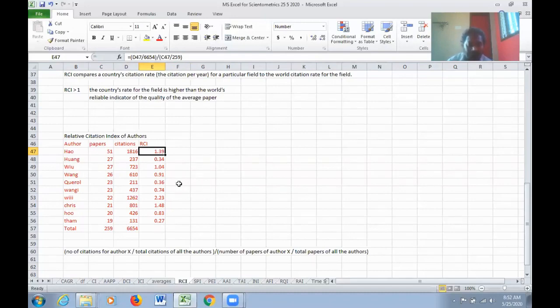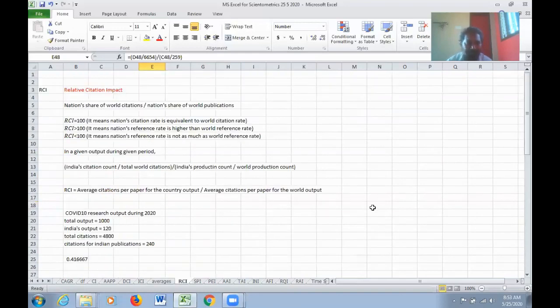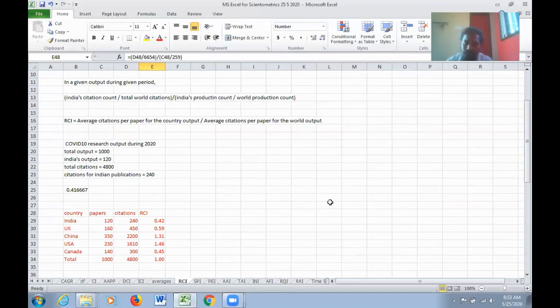You can see here, this gentleman V has got 2.23, so he has got 2 times the average citations of all the authors, and these are 0.34, 0.36. When comparing with the average citations of all authors taken together, the citation performance of these authors is less than the average. So you can calculate relative citation impact using this formula either for authors or for countries.